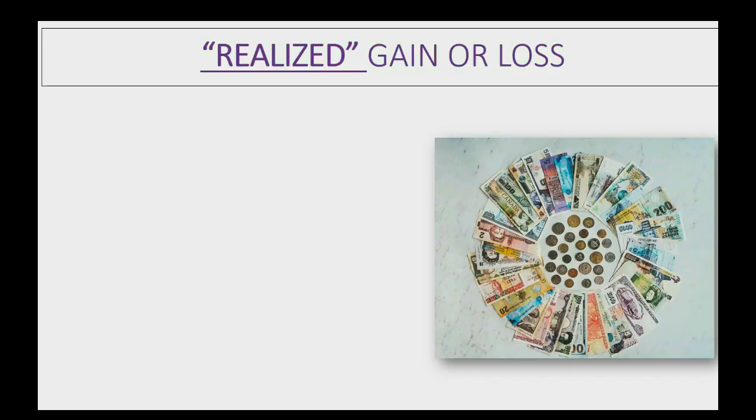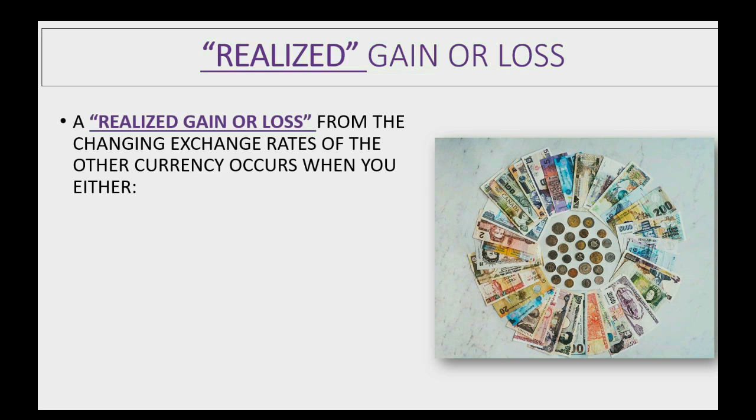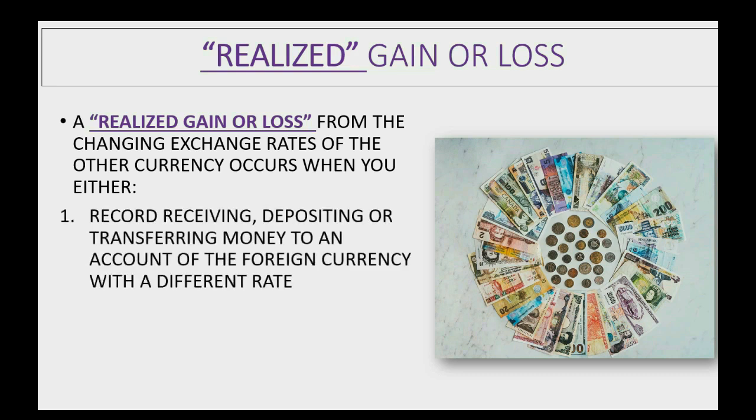So a realized gain or loss is a gain or loss from the changing exchange rates of the other currency, and it occurs when you either record receiving, depositing, or transferring money to an account of the foreign currency with a different rate from the rate that you actually acquired the currency from. Or a realized gain could be recorded in your records from making a home currency adjustment. And we have already experienced both of these.